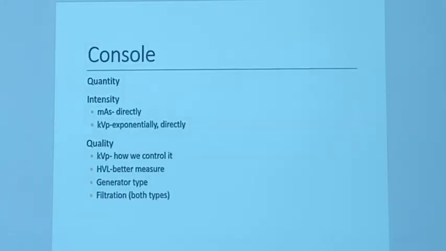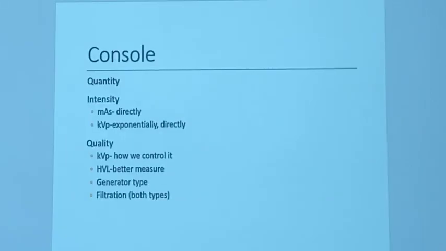All right, so the KVP, how we control it is just with KVP settings, and we tend to think of KVP as being what controls the quality, whereas really half value layer describes quality; a better quality X-ray beam.